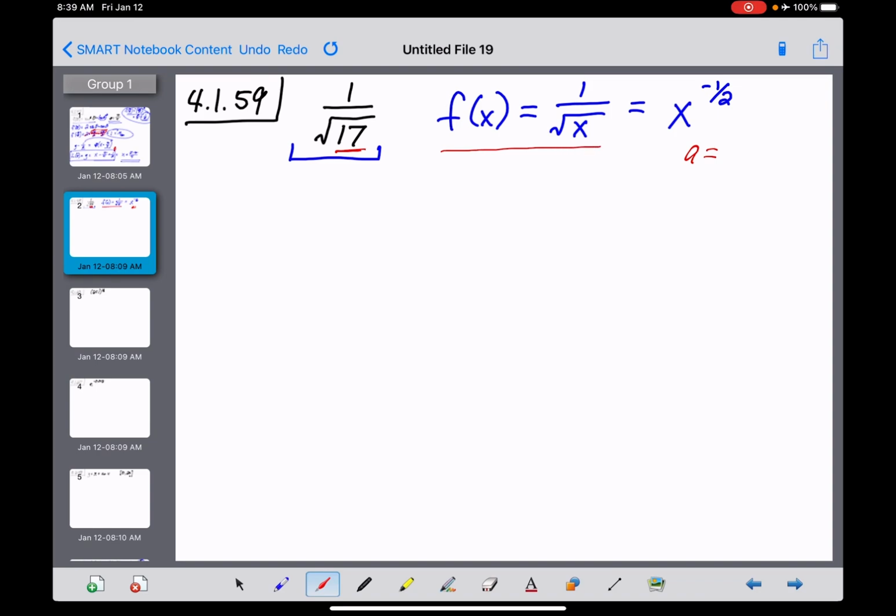So I'm thinking you guys noticed this one pretty quickly. We're going to let a equal 16. It's only 1 away from 17, and it's a perfect square. So that's what we're going to use for our a value here.